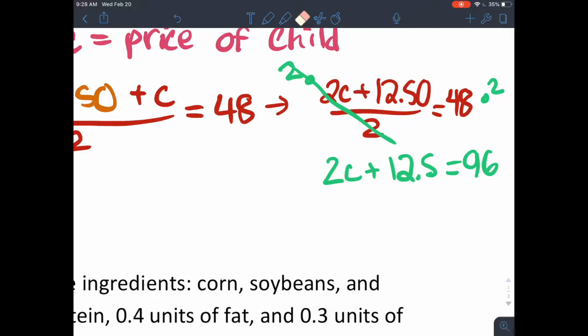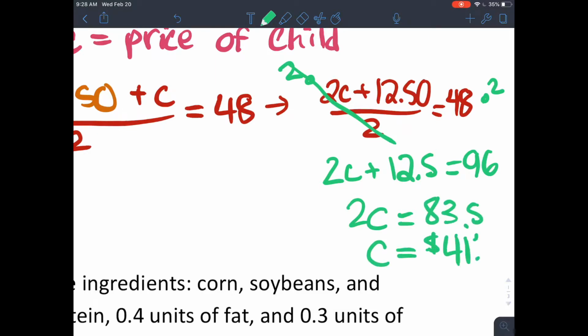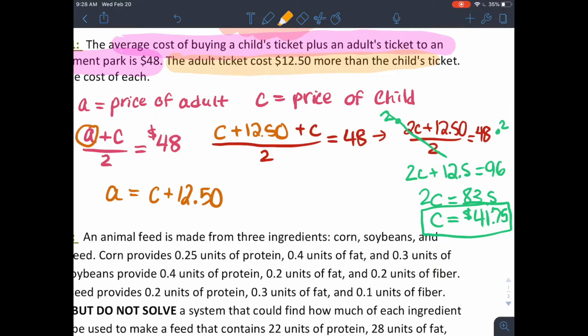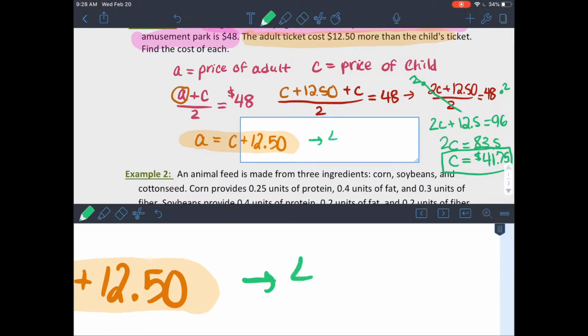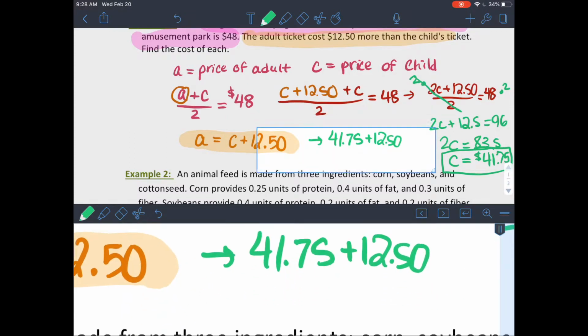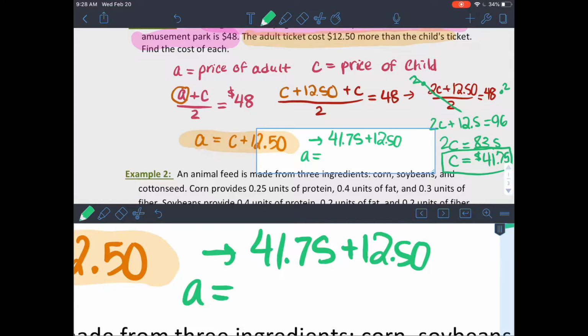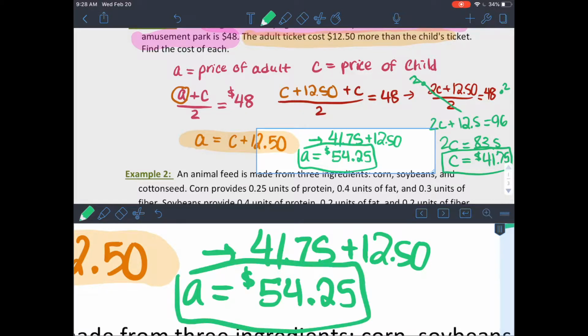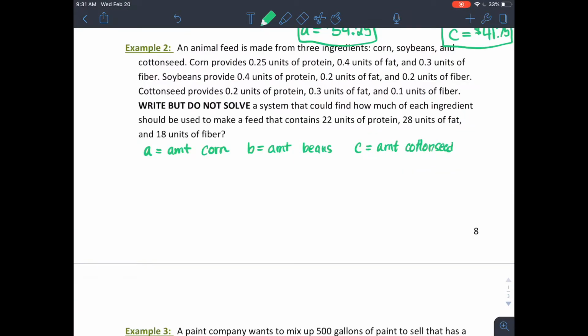All right, subtract 12.50 from both sides, and you end up with 83.50. Divide by 2. Cost of your child's ticket is $41.75. Oh, those pricey amusement parks. Let's plug it back into our equation that we had a minute ago to get the price of your adult ticket. So add $12.50 to it, and you'll get your adult ticket price is $54.25. All right, cool. Same process, you just had to write your own equations.